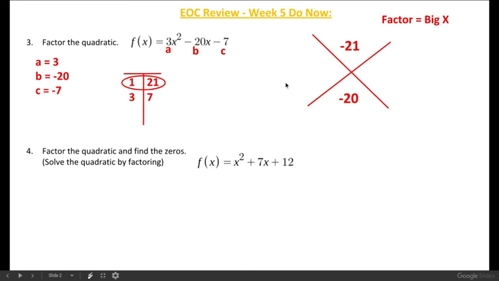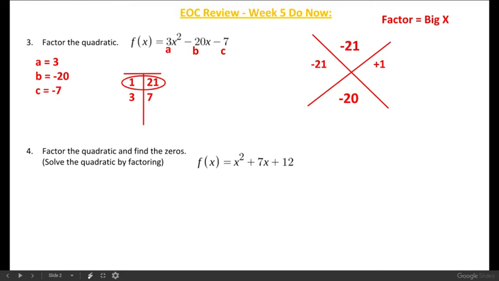When the top number here is negative and the bottom number is negative, that means only one of these numbers can be negative. So which number has to be negative to get me to negative 20 when I add them? It would be negative 21 and then plus 1. So now that we have our signs figured out, we are ready to start wrapping it up.